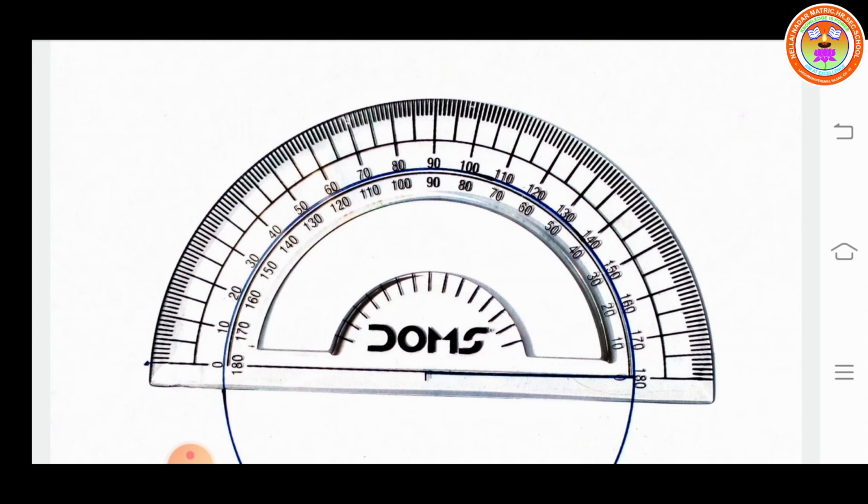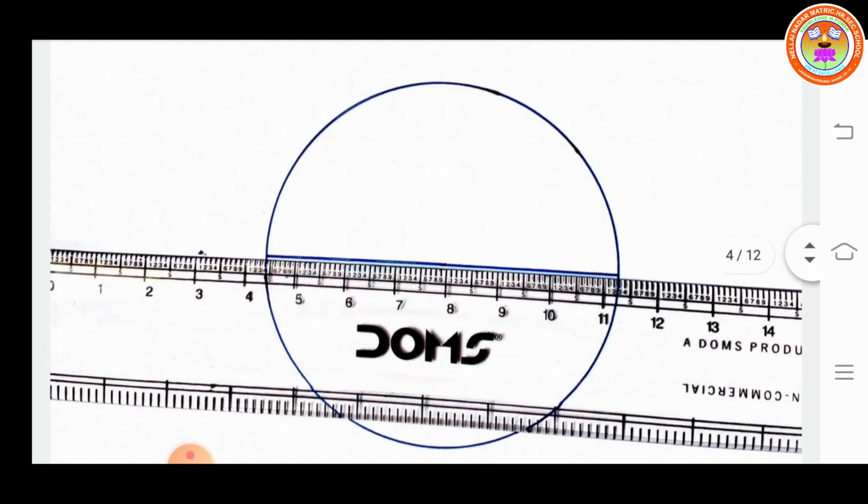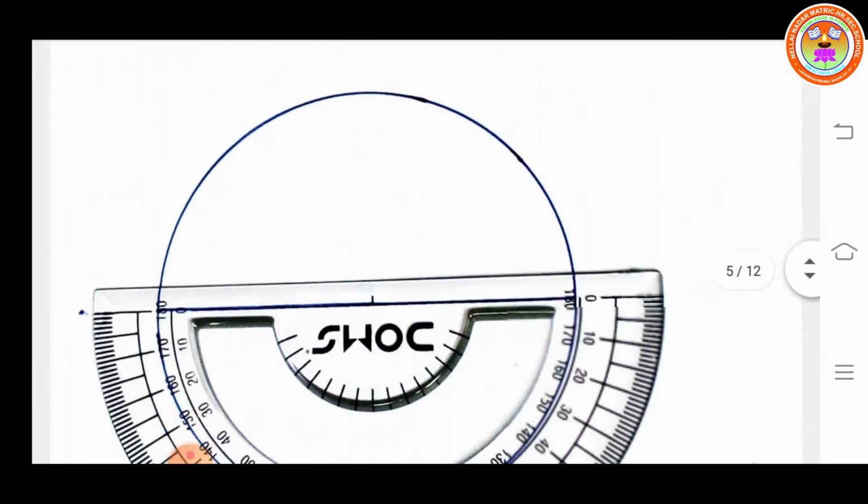And the first angle is 180 degree for food. So, mark the angle 180 degree like this. Then remove the protractor and draw a straight line from the center to the marked point, and mark the angle as 180 degree.